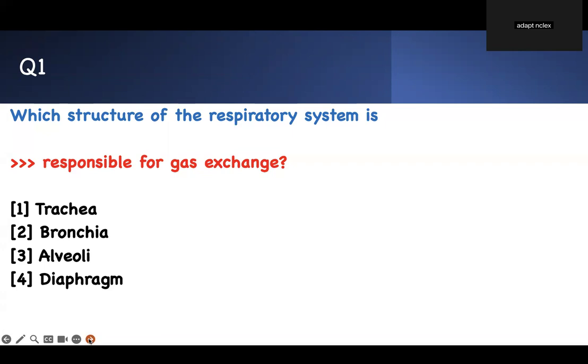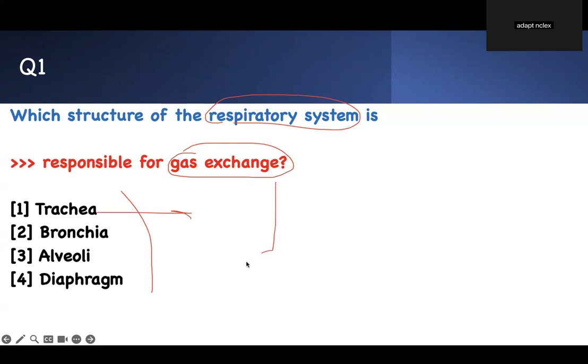So what is the problem? Which structure of the respiratory system is responsible for gas exchange? Read it from the back. Responsible for gas exchange. That means in the respiratory system, there's a bunch of structures, but one particular one is responsible for gas exchange. This is how you read the question from the back. It said gas exchange related to the respiratory system. All of this is part of the respiratory system. Which one is involved in gas exchange? Look at what they've done.